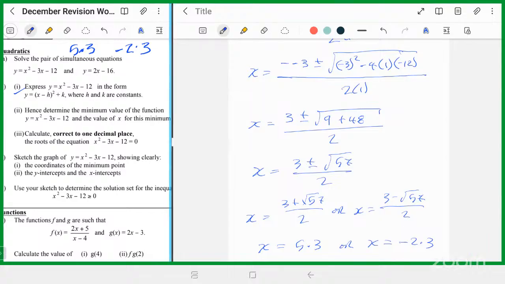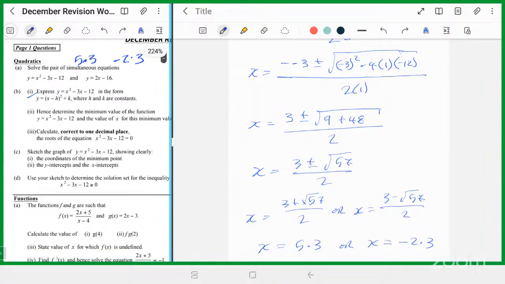Remember, when you solve a quadratic equation, you're finding the point of intersection of the curve and the x-axis. Alright? You're finding the roots. When you solve a quadratic equation, you're finding the roots. So these two x values are the x values where the curve or the function crosses the x-axis. And here now, they're telling us to sketch a graph. They want us to sketch this graph now.